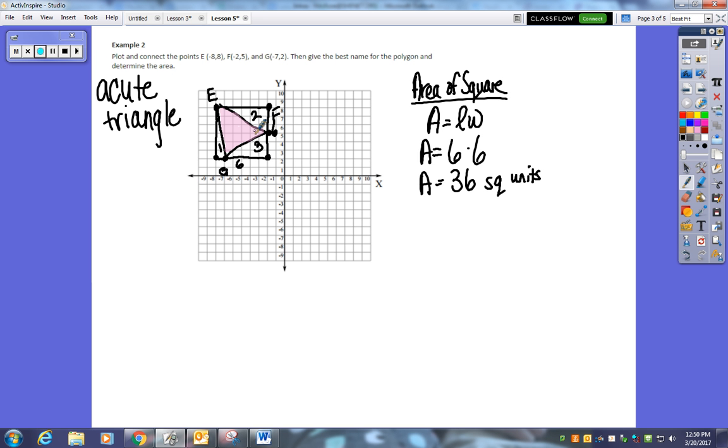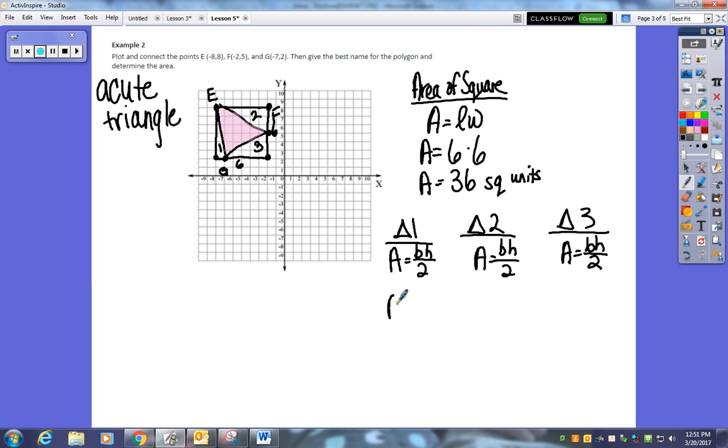So I just numbered the triangles. It really doesn't matter which one you do first, second, or third. Remember though that you do want to do the formula for each one so that we don't forget to divide by 2. And then we're just going to count our bases and our heights and plug them into the formulas.